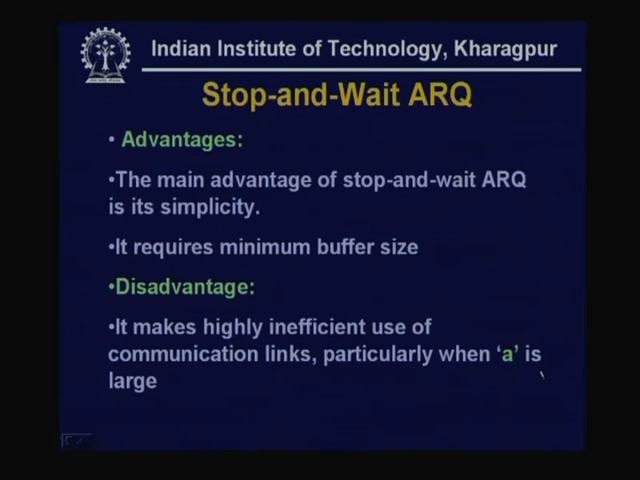The main advantage of the stop and wait ARQ technique is that it is very simple, and it requires a minimum buffer size of 1, and also the number of bits required for representing the sequence number is 1. So, in both cases it is 1, which is the minimum. However, the disadvantage is that it is a highly inefficient use of the communication link, particularly when a is large, because the efficiency will be the same as that of stop and wait flow control. So, we find that the stop and wait ARQ technique is not very efficient.